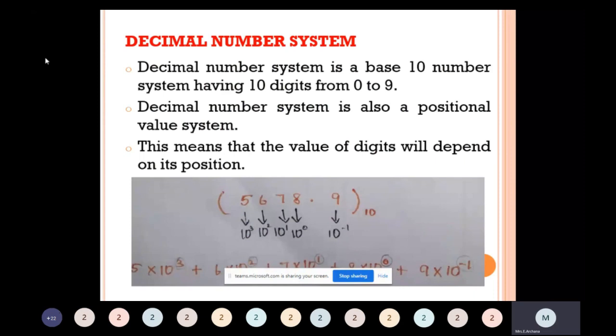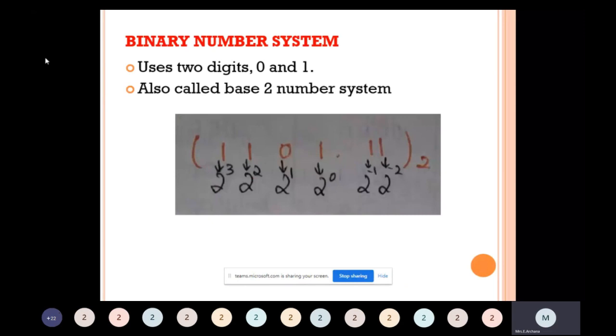So 5 into 10 power 3 plus 6 into 10 power 2 plus 7 into 10 power 1 plus 8 into 10 power 0 plus 9 into 10 power minus 1. For the fractional part, it should start at 10 power minus 1. That is 9 by 10, that is 10 power minus 1. This is the way to represent the weightage for each and every digit.